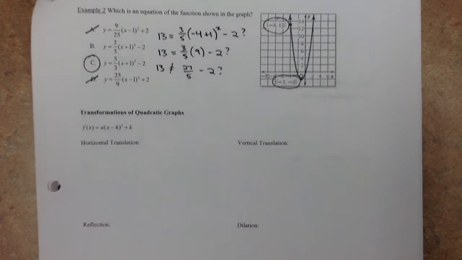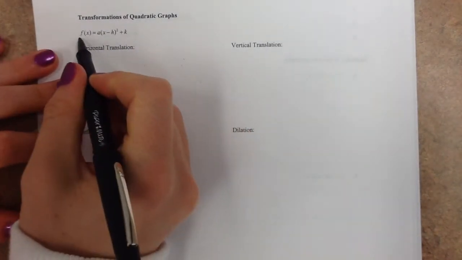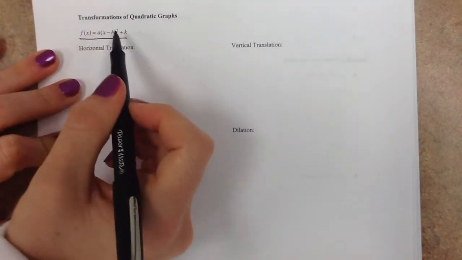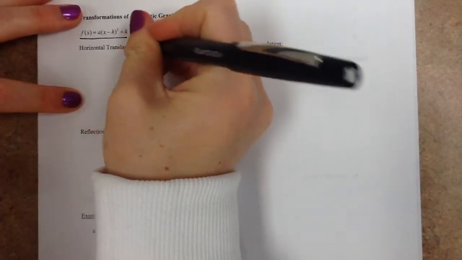All right, we're going to spend the rest of our time on transformations of quadratic graphs. So we've got different translations that we could take: horizontal translations, vertical translations, reflections, and dilations. And since we already learned about all of these transformations, we're going to work through them pretty quickly. And so we've got this horizontal translation. This is our standard form right here. So we could add an A, an H, a K. Horizontal translation is given by H.